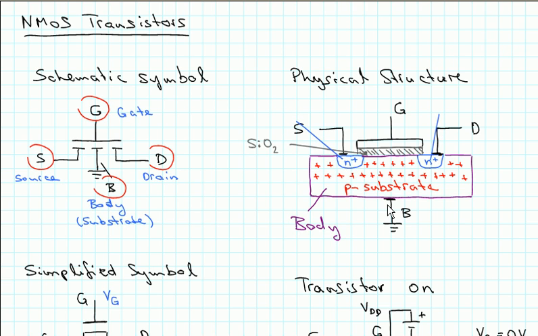The N plus stands for highly doped N material. So that's N-doped material, which has lots of extra electrons in it. So this is highly N-doped. Okay, so there are those two channels here with the N-doped material. Those form the source and the drain.